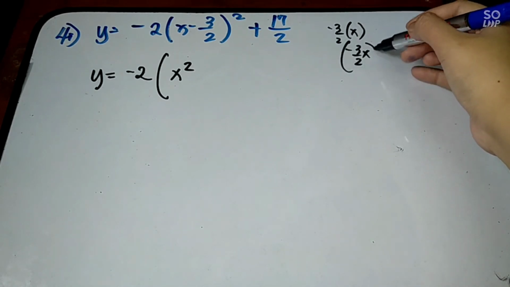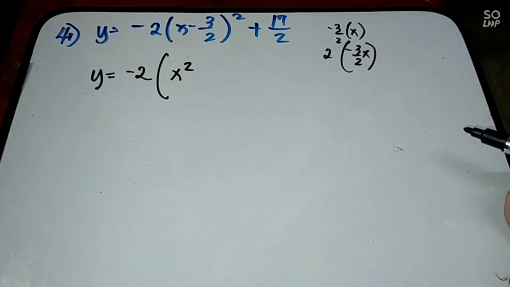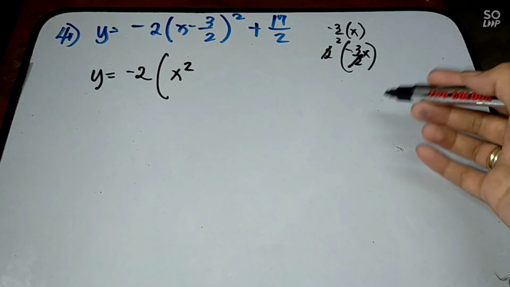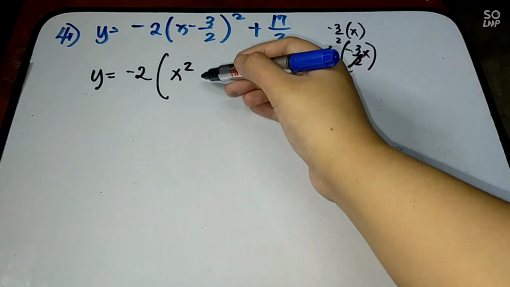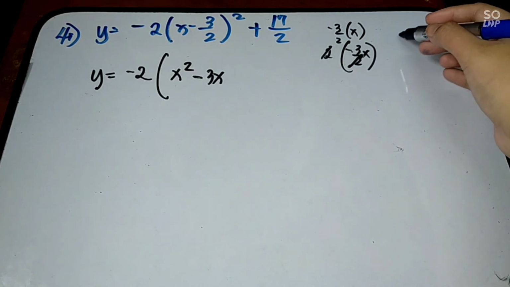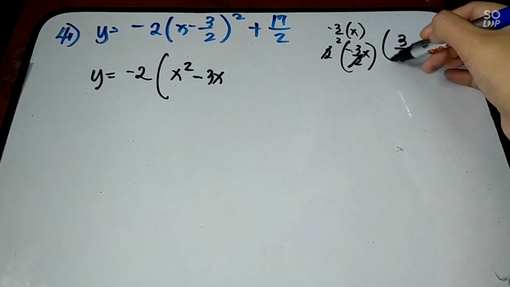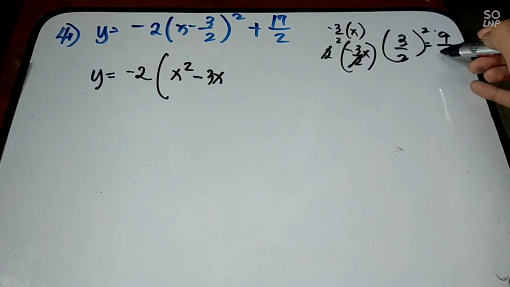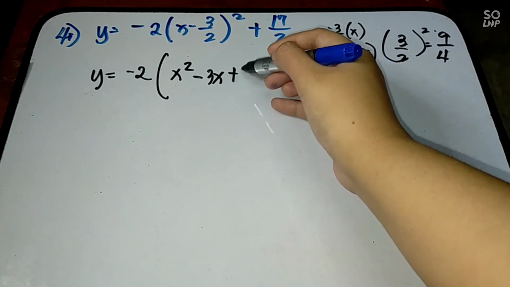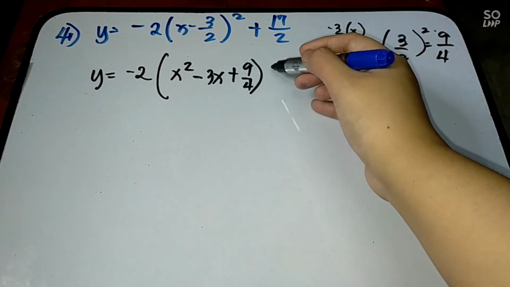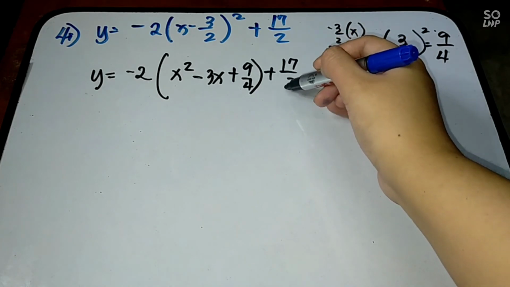Then, multiply it by 2. When you multiply that by 2, the 2 is cancelled out. So, it becomes negative 3x. Is it clear? So, minus 3x. Then, the last term, the 3 over 2, we square that. How do you square it? 3 squared, that is 9. 2 squared, that is 4. So, plus 9 over 4. That is it. Then, plus 17 over 2.